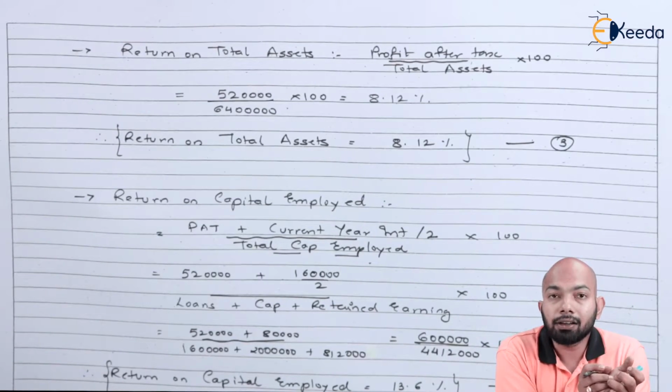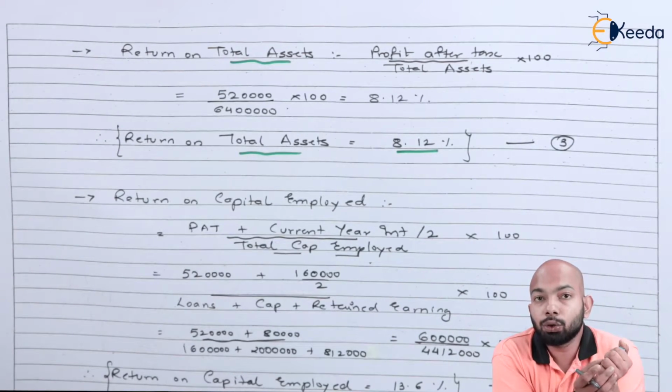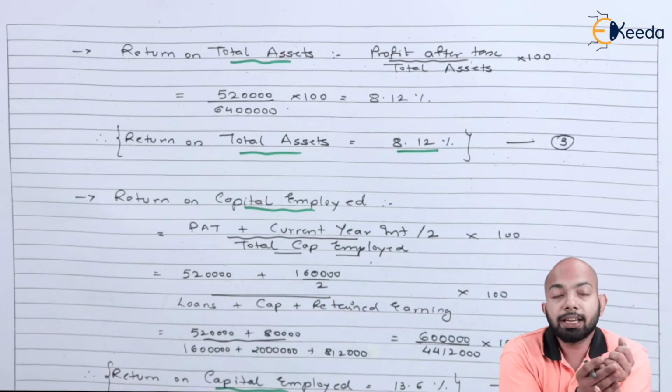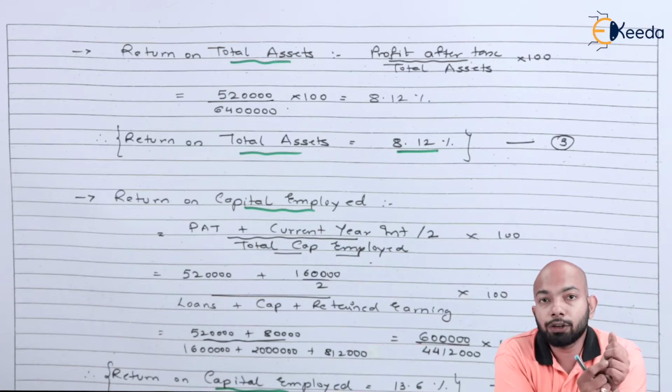So in this sheet we have calculated return on total assets, which amounted to 8.12%, and return on total capital employed, which came about to be 13.6%. Now let's figure out the last ratio of the profitability sector.